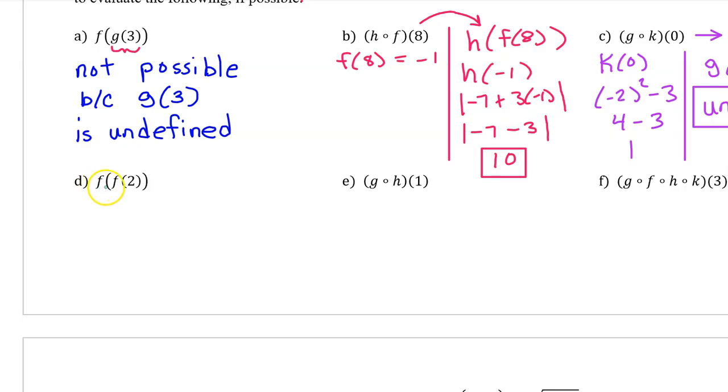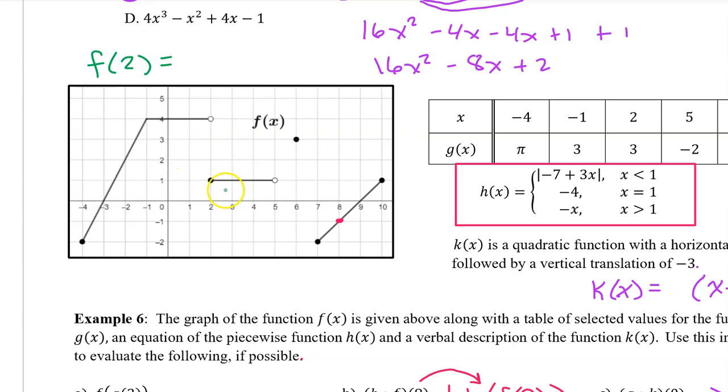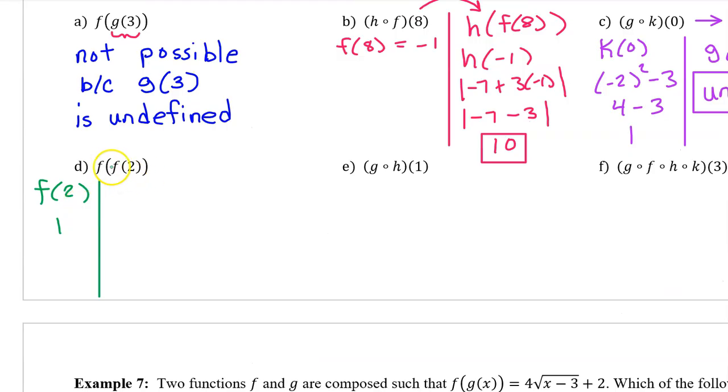Part D, f at 2. We work from the inside out. So first we need to evaluate f at 2 if we can. This graph is function f. Here is an input value of 2. Is it going to be 1 or 4? Well, the open circle means that it's not really defined there, so it will not be 4. The closed circle means that this is the value of f at 2. So f at 2 is 1. That means f at 2 is f at 1.